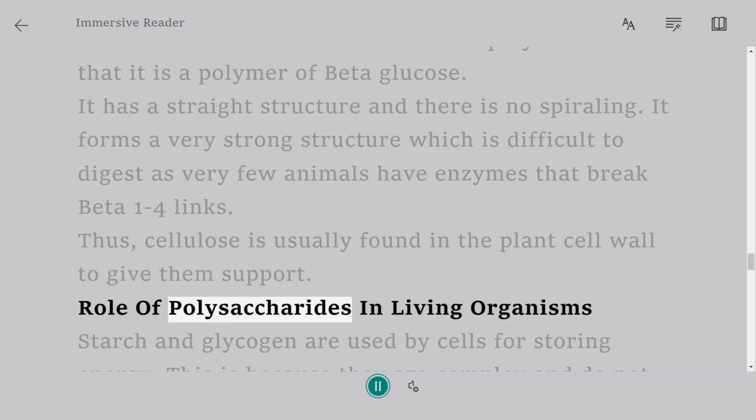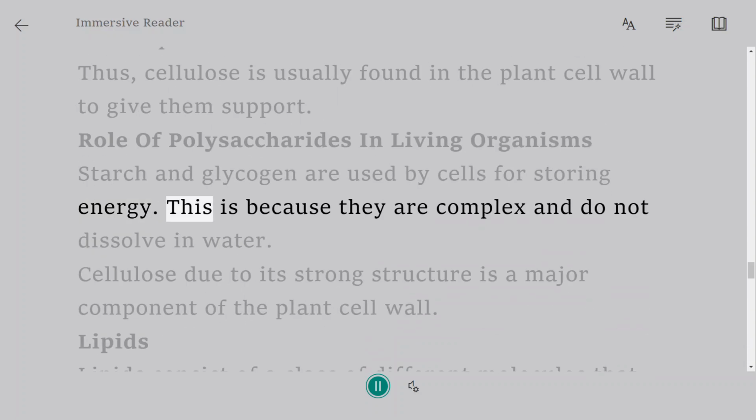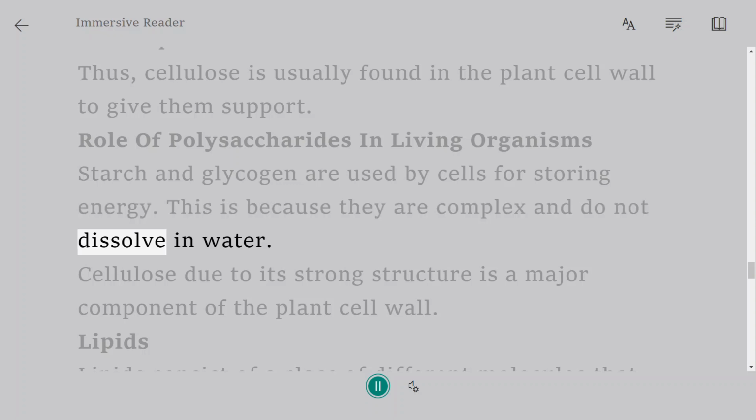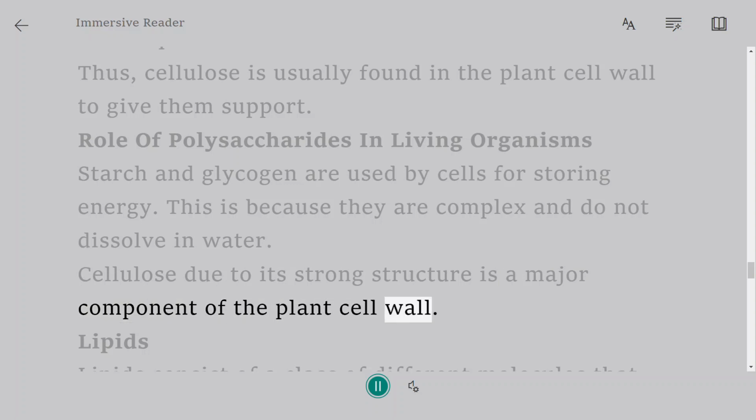Role of polysaccharides in living organisms. Starch and glycogen are used by cells for storing energy. This is because they are complex and do not dissolve in water. Cellulose, due to its strong structure, is a major component of the plant cell wall.